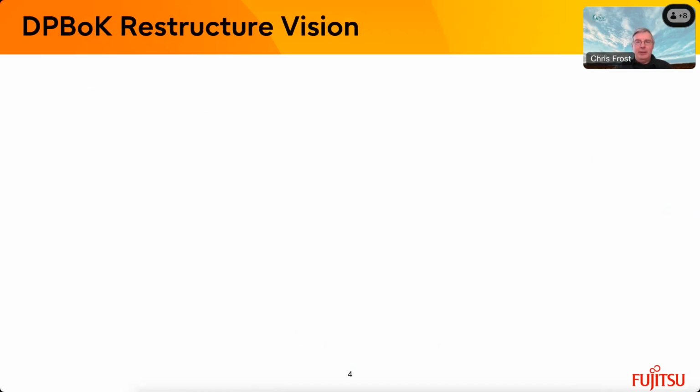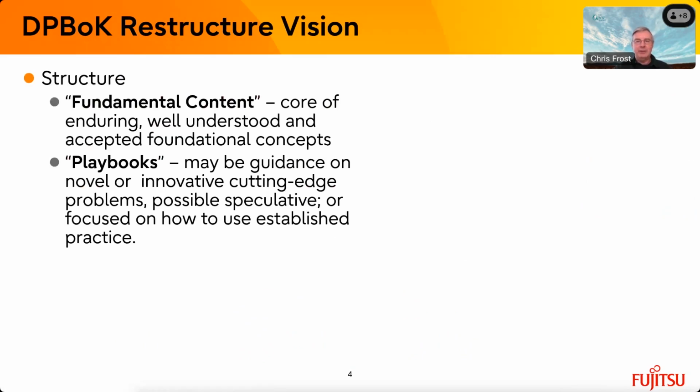So to explain a little bit about where we're intending to go, the DP-BOK restructure, as we've been calling it within the working group, the vision we set ourselves, the structure we wanted to develop, was essentially in these two parts. First of all, some fundamental concepts, which would describe the core ideas, the enduring, well understood, accepted foundational concepts, things that don't change very often.